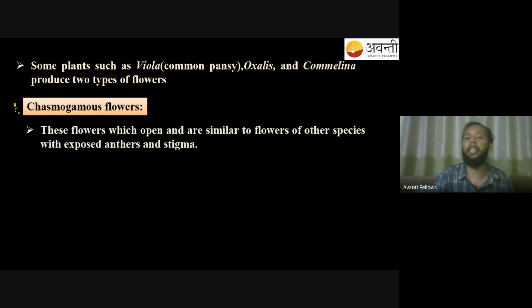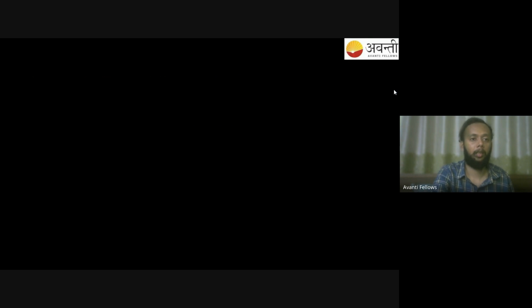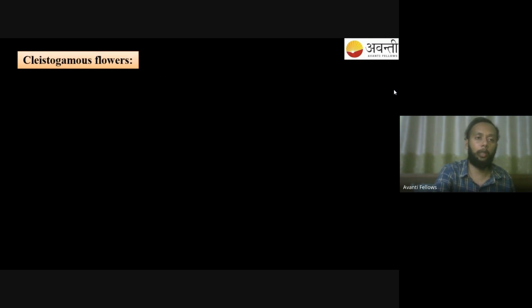But also remember this thing that Viola, Oxalis, and Commelina are also an example of my cleistogamous flower as well. They become a very good example of my cleistogamous flower. So they become an example of both the things, chasmogamous as well as cleistogamous. You'll see that now. So that is the chasmogamous flower का यहाँ पे उन्होंने open कर दिया हुआ है आपका picture. Now see. What is my cleistogamous flower?